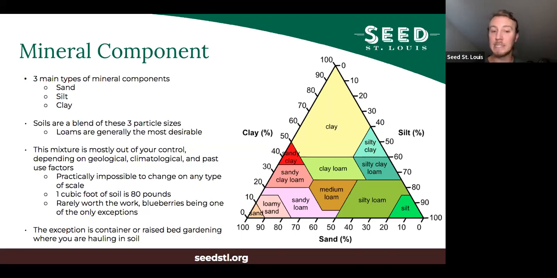The exception to that is container gardening or raised bed gardening, where you are just hauling in the soil. So you can pick what that soil is that you are buying in and making a big container of. And so you do have some control there. And generally speaking, what people find the best are the ones in the middle, the kind of even blends. So loams, so things that have a nice mix of silt, sand, and clay, but less clay.